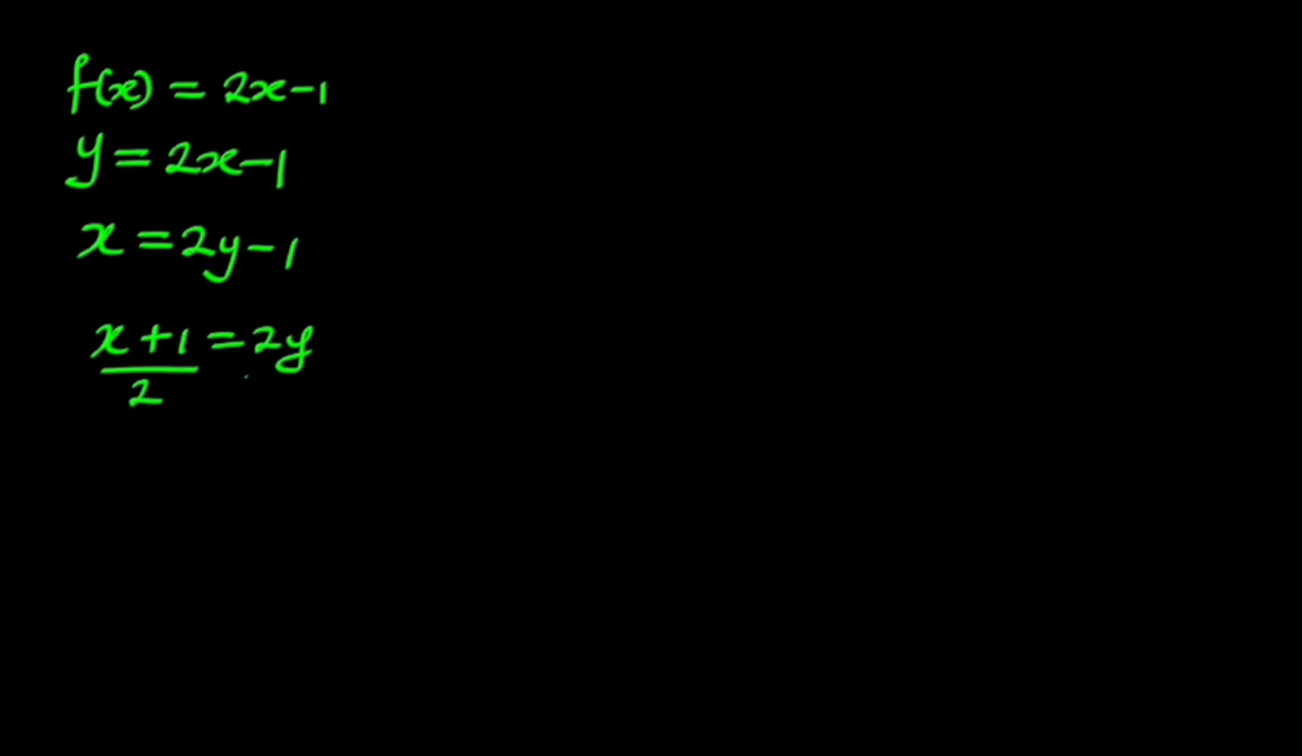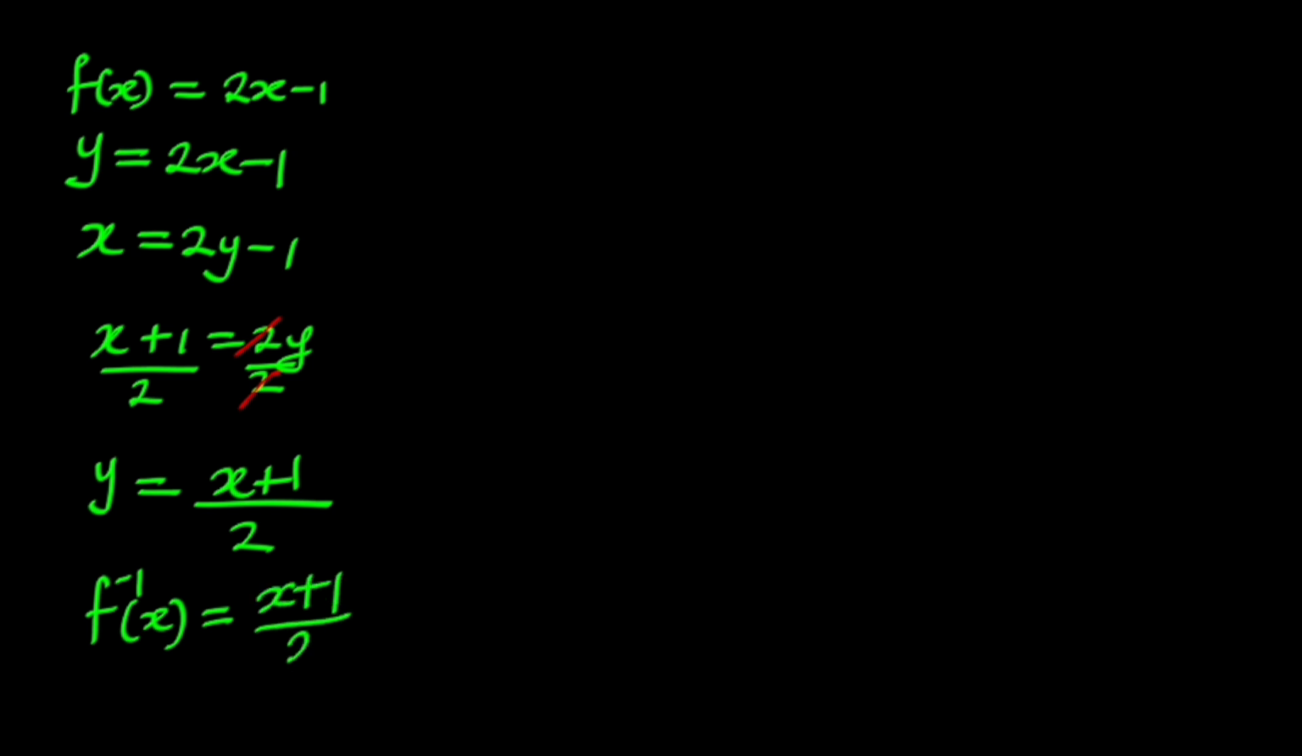Next we divide through by 2, 2 will cancel 2, and we are left with y equals x plus 1 over 2. Now replace y with inverse of f of x. And the answer will be inverse of f of x equals x plus 1 over 2. Let's look at another question.